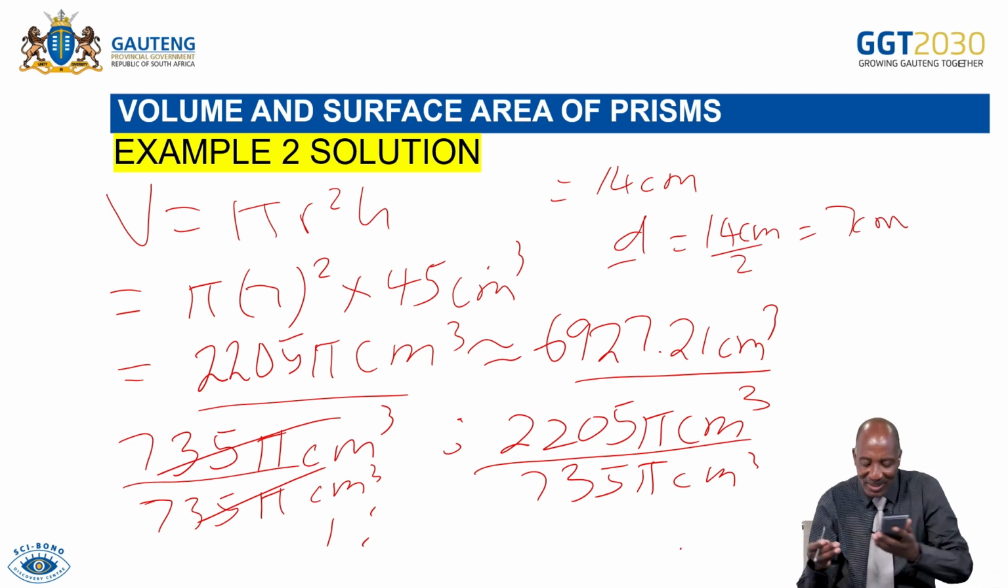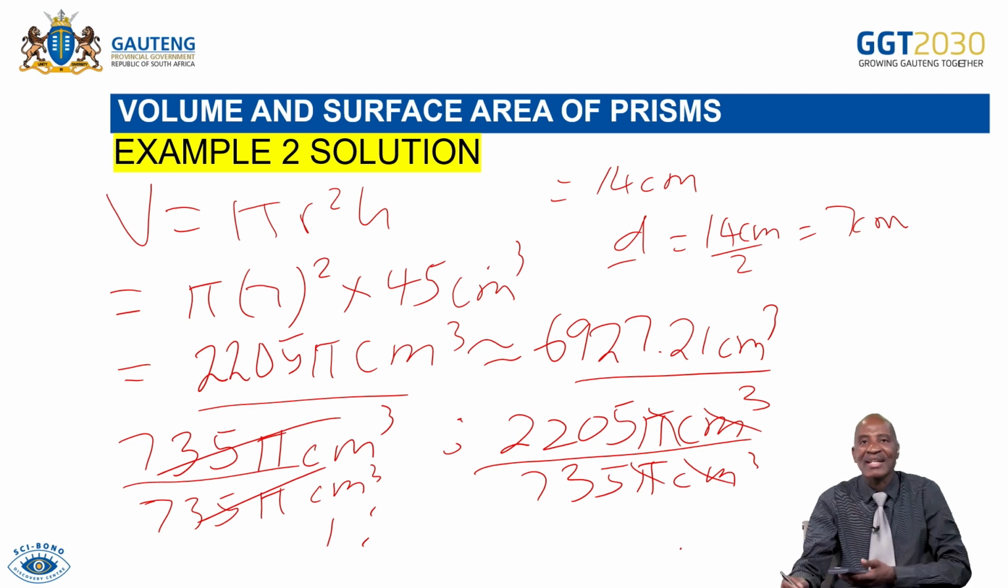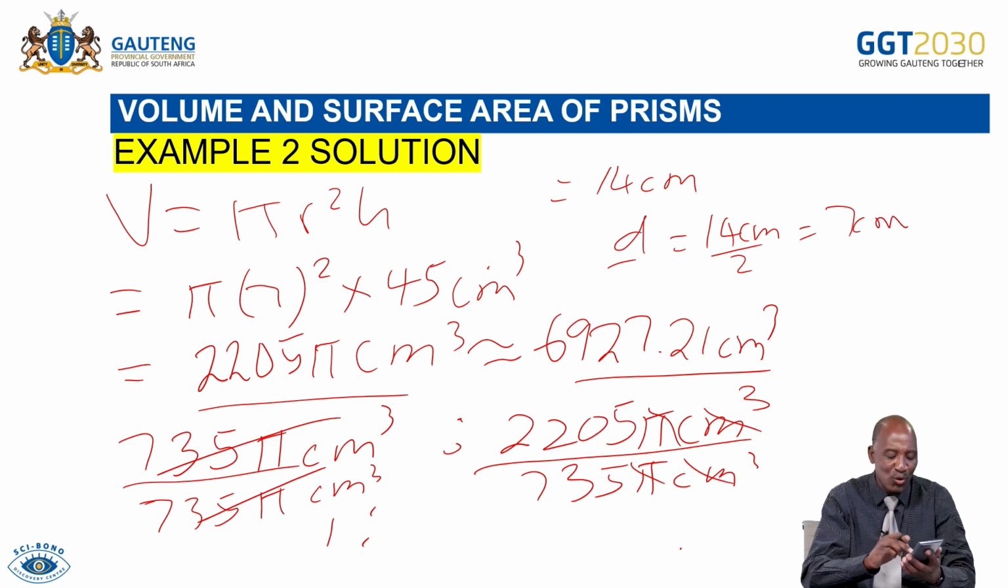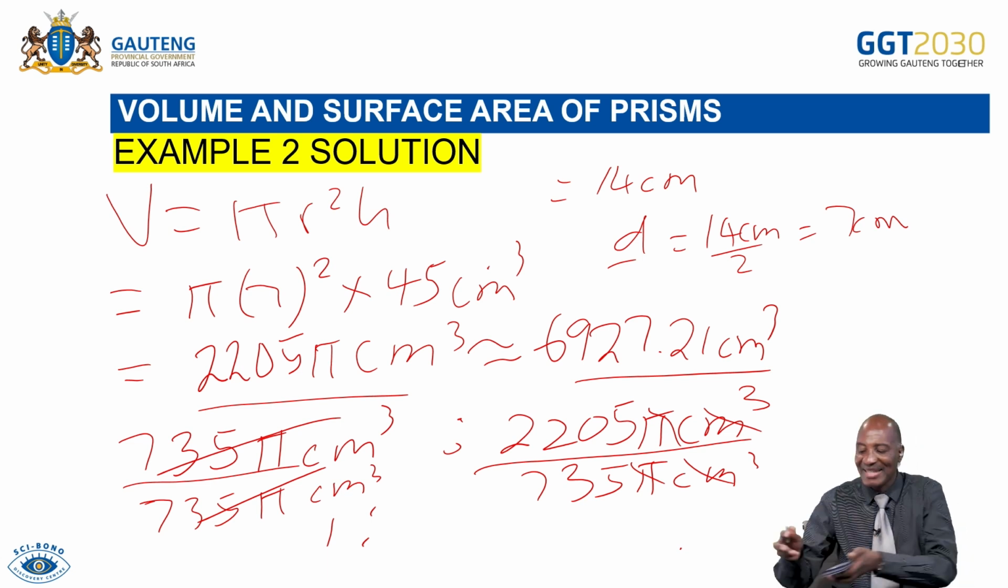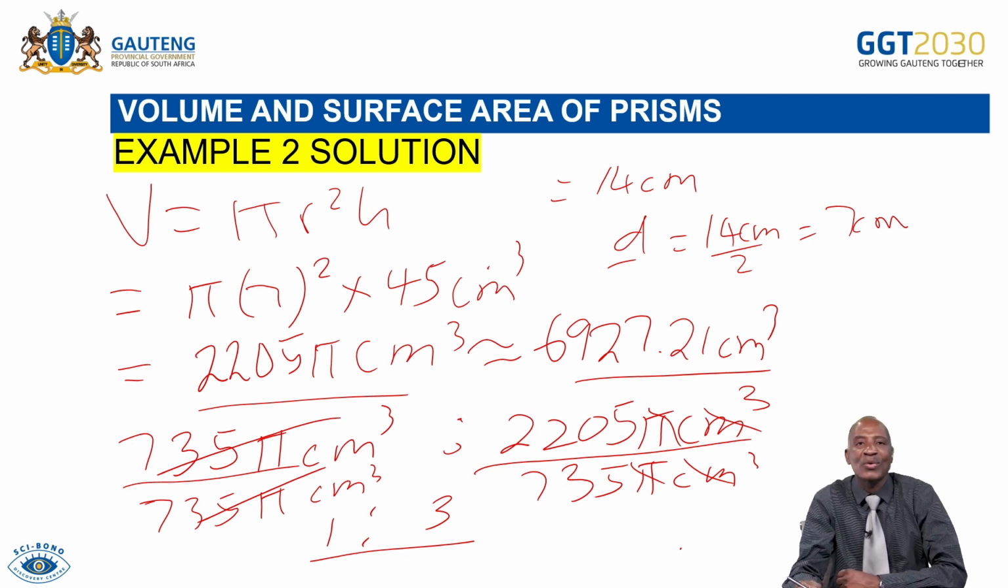If I take my calculator, you can see pi divides and goes, cubic centimeter divide and go. I'm left with 2,205 divided by 735. I'm getting exactly 3. So the ratio is 1 is to 3. My ratio is 1 is to 3. Wow. What does this mean?